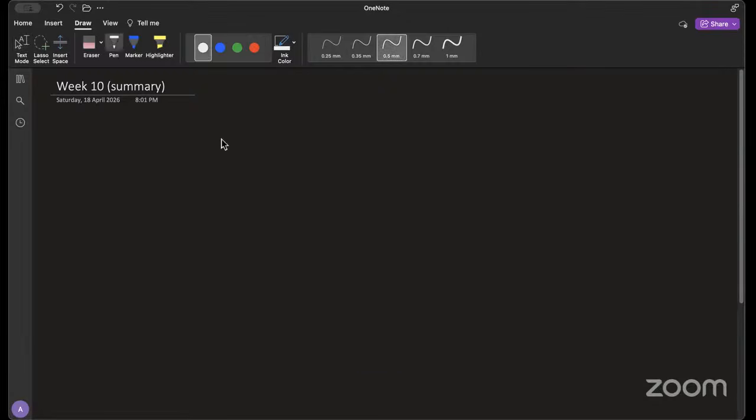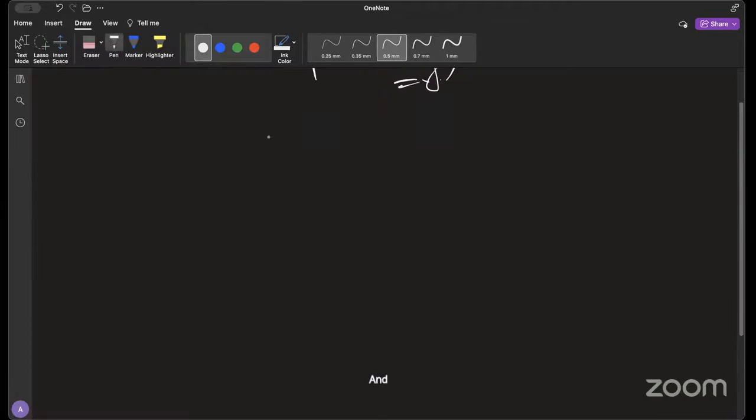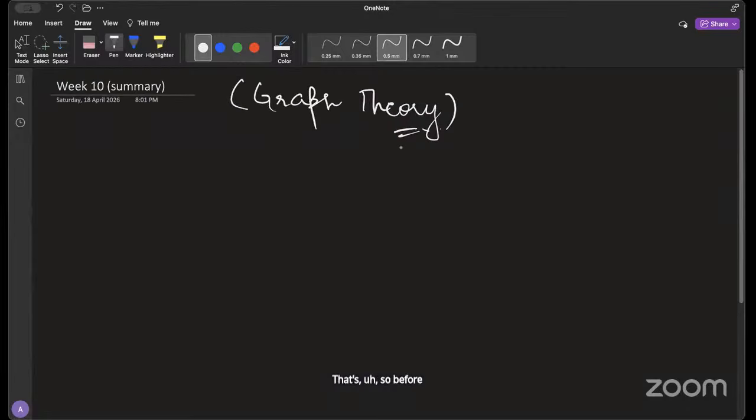So week 10, just one second. Week 10 and 11 both are about graph theory. We'll be learning some basics of graph theory here. And graphs, so before starting with graph theory, let's just see what graphs are.